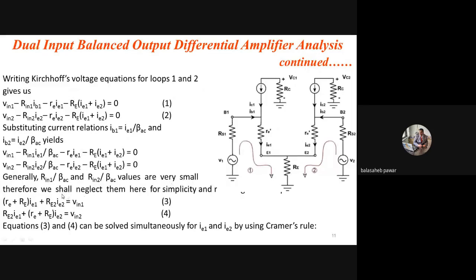Hence you will observe that the remaining equation will be small re plus RE in brackets into IE1 plus RE into IE2 equals Vin1. When you go through it and do it by yourself, you will get a clear idea about it. It is not that complicated. You just have to keep in mind the relation between base current and emitter current in terms of beta AC as well as in terms of beta DC, and you just have to replace a few steps.